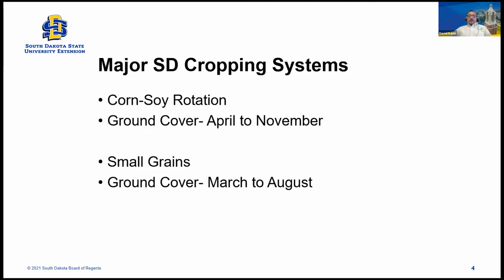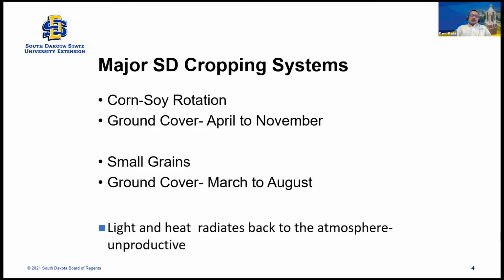And there's another one with small grains, and if you think about early planting and late harvest, the ground cover is from March to August. But other times of the year, the ground remains bare. If there is any productive sunlight coming, it just radiates back to the atmosphere and is unproductive that way. So I will talk a little more about corn and soybean rotation.